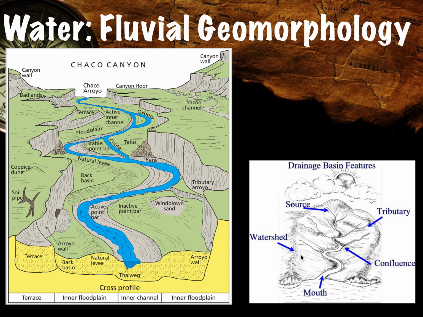This diagram here just kind of gives some additional features. This is outlining this whole region, this being a watershed. Here's your source or your headwaters. There's the mouth where a river would end, and here's all your contributing tributaries.